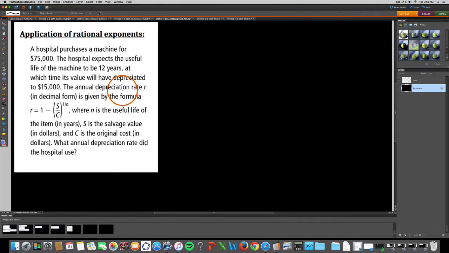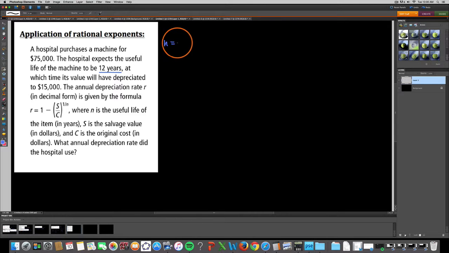The annual depreciation rate, R, in decimal form is given by this formula here. So you'll see here that we have the rate R is given by 1 minus this ratio to the 1/nth power, the nth root of S over C, where they're going to tell us here N is the useful life of the item in years. So it looks like that's going to have to be our 12 years value here.